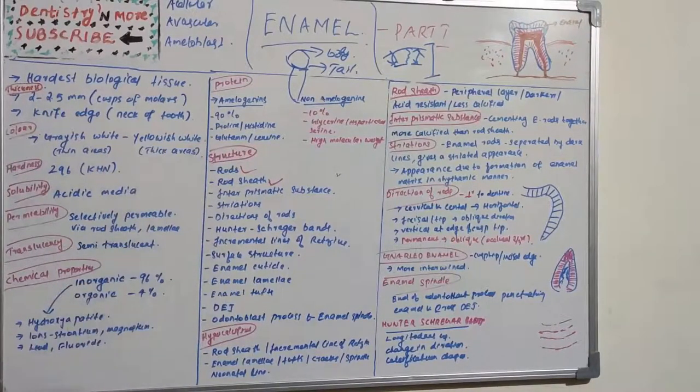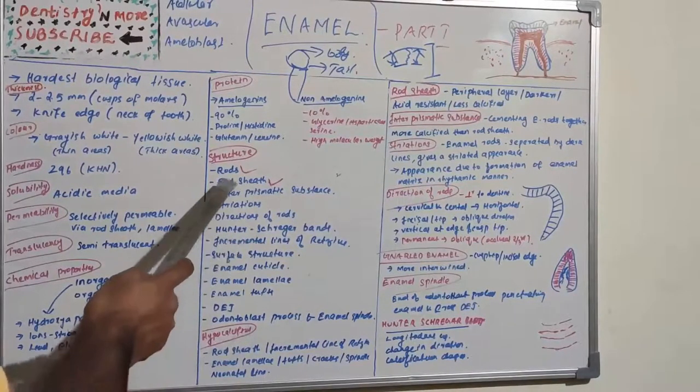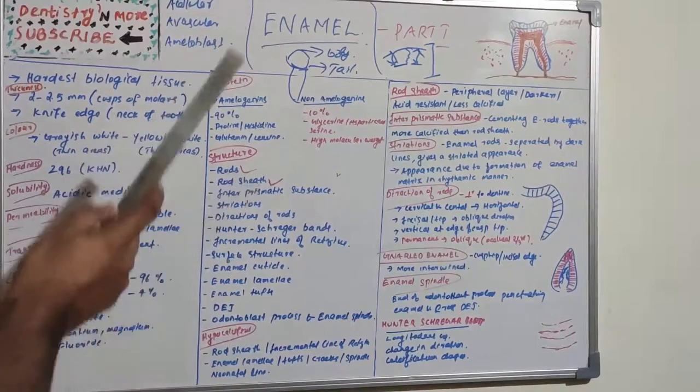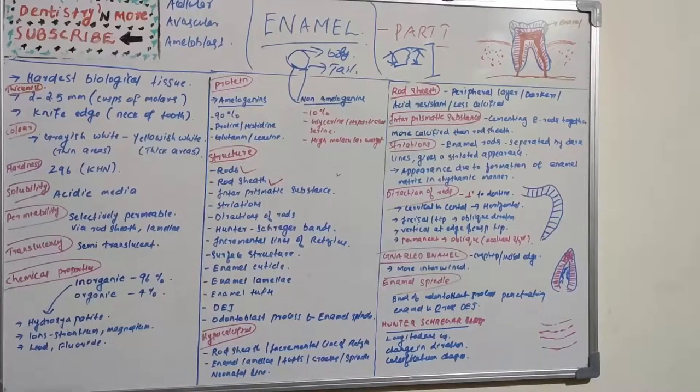Because the decalcification or acid is acting on the minerals, there will be demineralization. So less calcification means less demineralization, more calcification, more demineralization. Since it has less mineral content than the rods, the acid resistance will be more, because there will be less calcification. And it is basically an incomplete structure. It looks like an incomplete structure in electron microscopic examination.